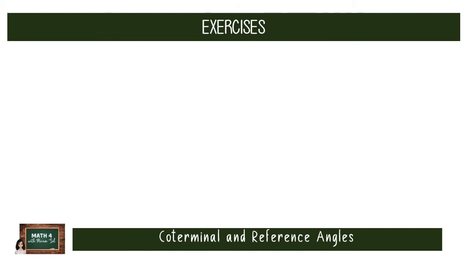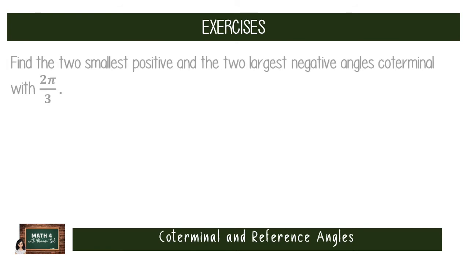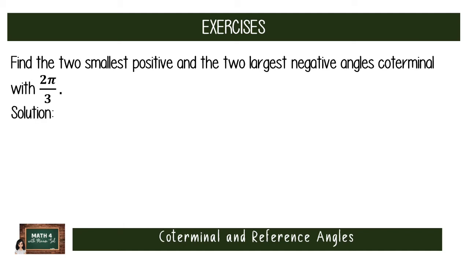We are now ready to check our understanding. Let's find the two smallest positive and the two largest negative angles coterminal with 2 pi over 3. Let's deal with the two smallest positive angles first. To find them, we have to add the smallest multiples of 2 pi to 2 pi over 3.